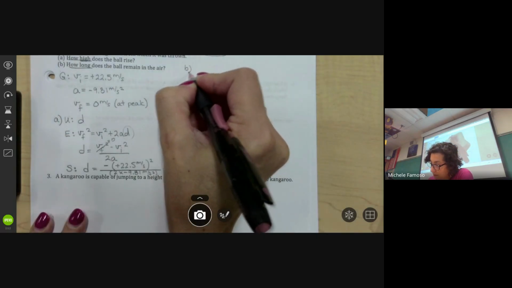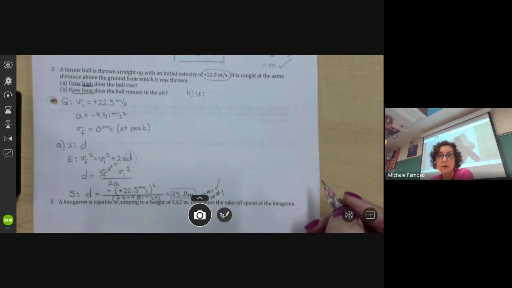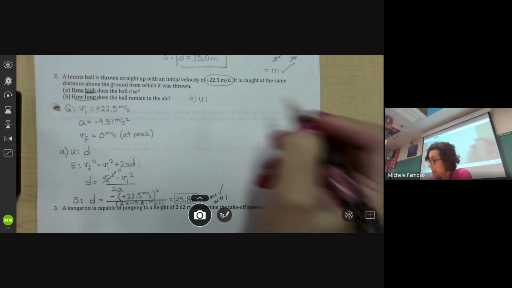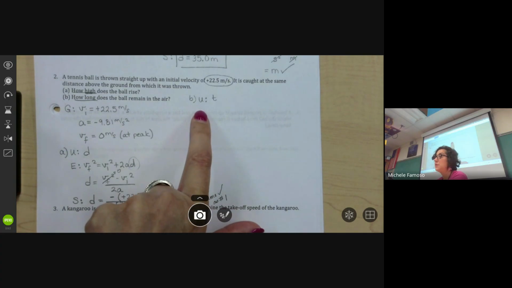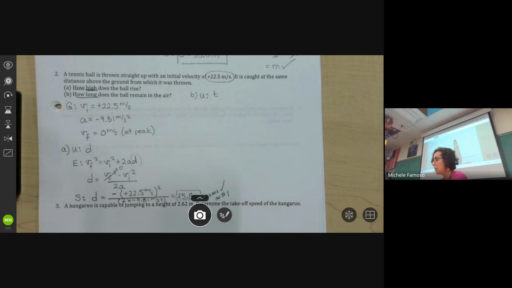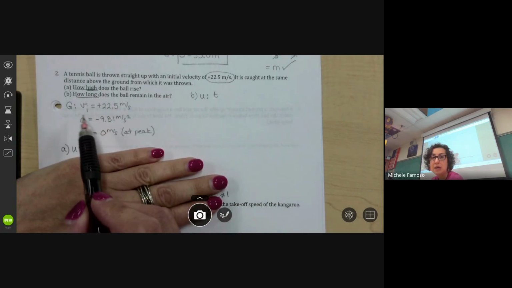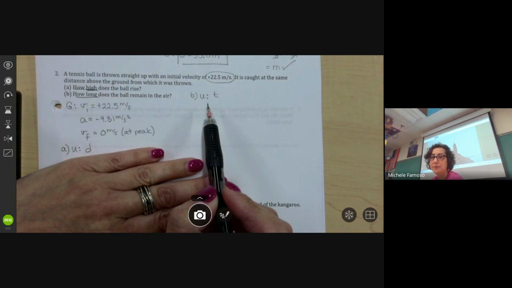Ryder, can you tell me what the unknown is for part B, please? Yes. So what letter is that? T. All right. Like we were talking about the other day, we want to try to avoid using this answer for this. Because if you mess this up, you're going to mess up that. So we want to try to avoid doing that. So let's look at what we have. We have a VI, an A, a VF. You're looking for a T.